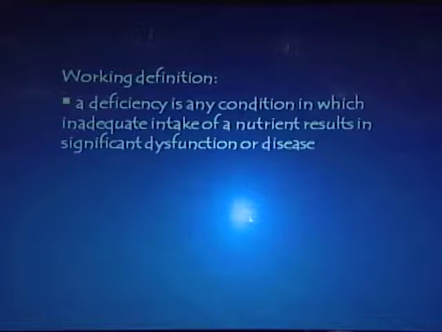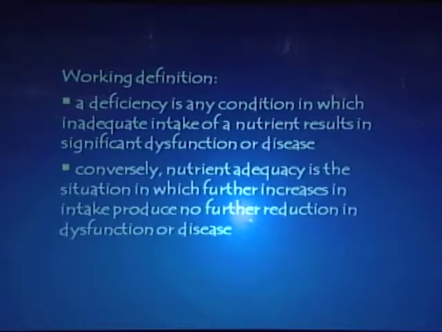Now, a working definition of a deficiency is that it's any condition in which inadequate intake of a nutrient results in significant dysfunction or disease. And conversely, nutrient adequacy is the situation in which further increases in intake produce no further reduction in dysfunction or disease, acknowledging that there may be other causes for dysfunction or disease. This is not a panacea, but there is some component of that dysfunction or disease which may be related to a nutrient. And so these two halves of this definition, I think, go together.